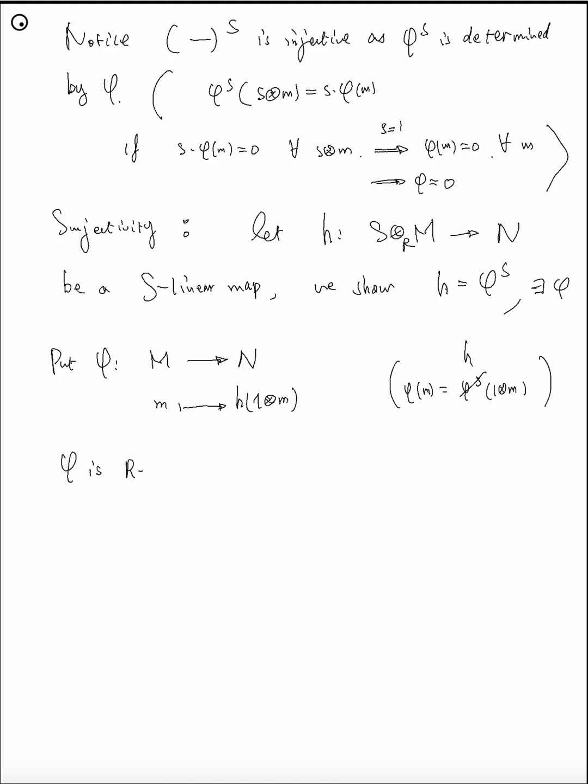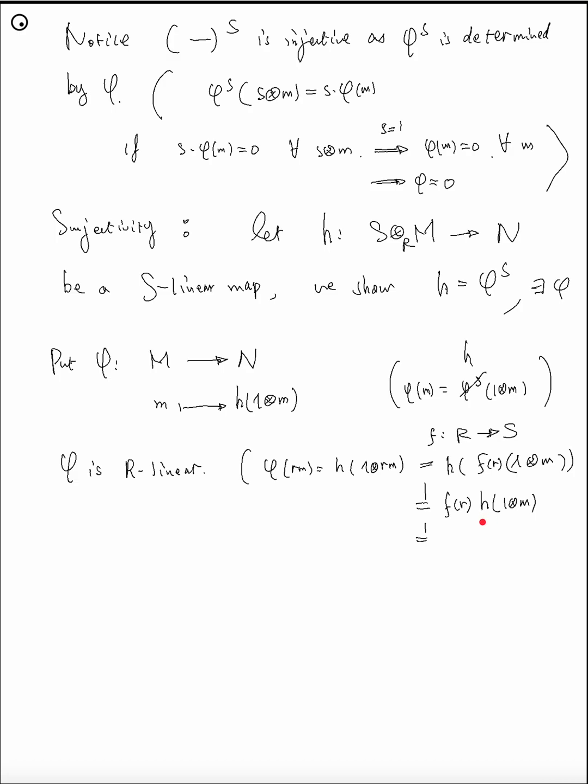Firstly, phi is linear, as h is S linear. So phi Rm equals h 1 tensor Rm. In particular, when you are S linear, you are R linear. Recall this is the case: R, we move it outside, it's just f of R, thinking of it as an element of S. So this is f of R times h of 1 tensor m, which is R times phi m. Okay, phi is R linear.